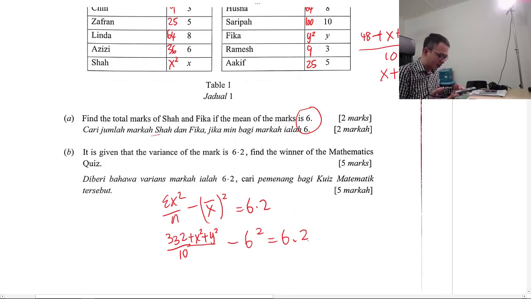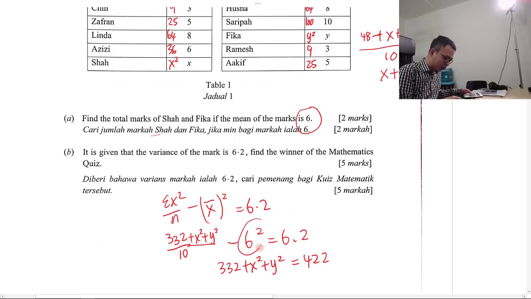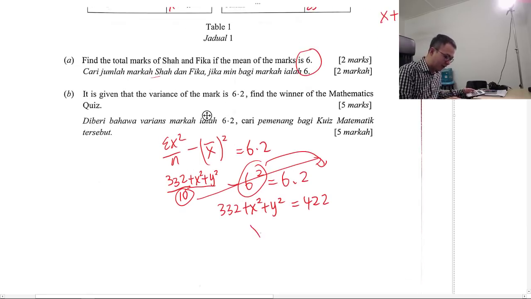So I will solve this equation. I will do 6.2 and then plus 36, which is 6 squared, move to the other side, and then multiply by 10. So I should get 332 plus x squared plus y squared equals 422. How do I get 422? I move this one to the other side as a plus, and then I move this one to the other side, becoming multiply. Then I get 422. So therefore, x squared plus y squared equals 422 minus 332, which is 90.